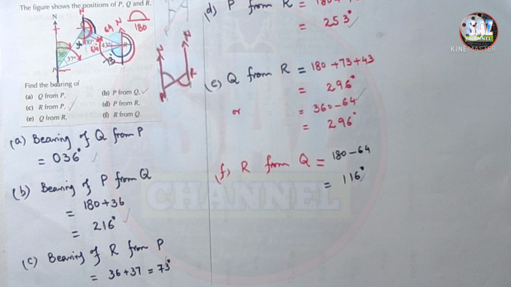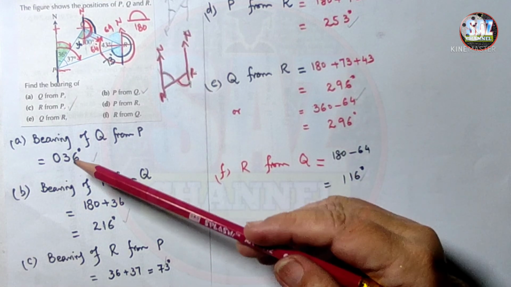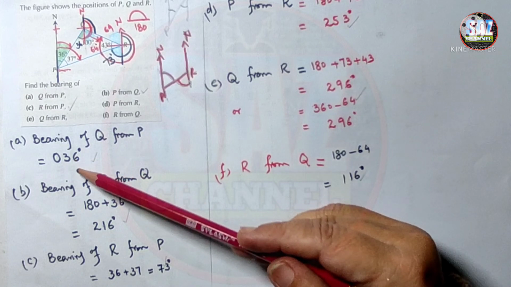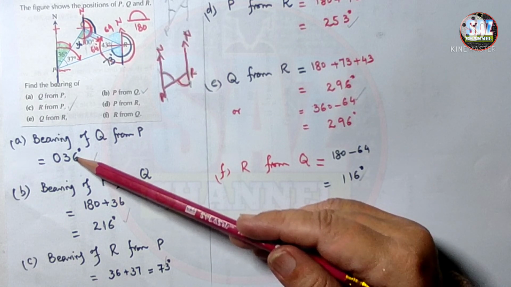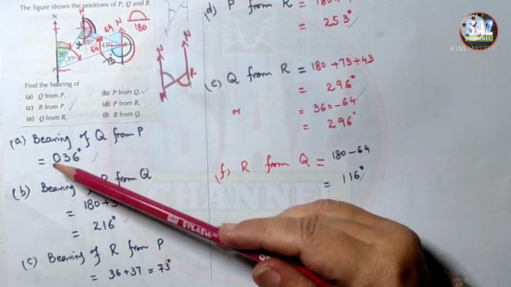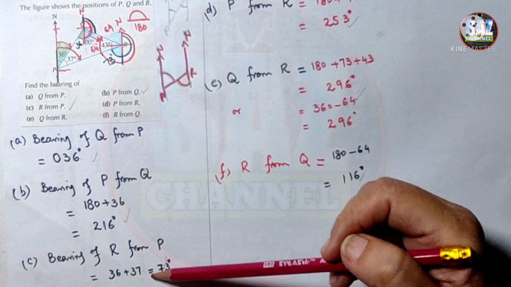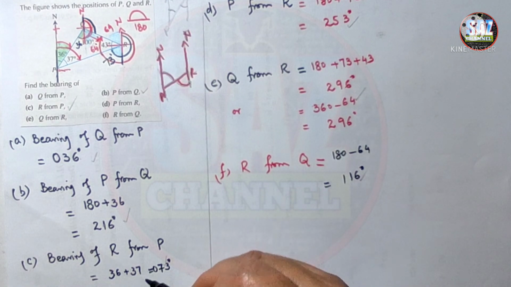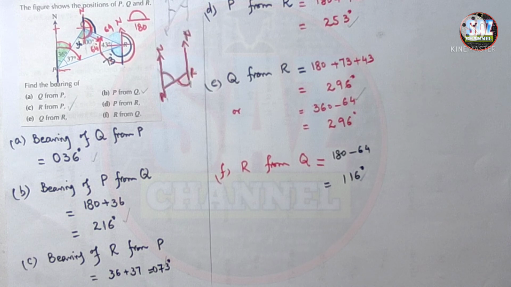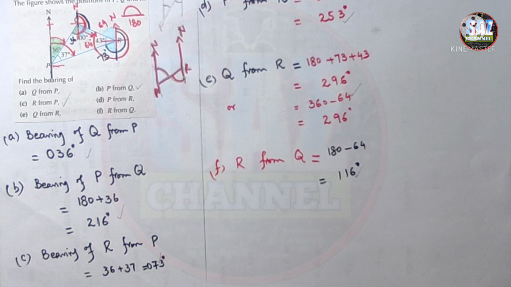Okay, before winding up, let me give a final look to all of my answers. Now for all those bearings which are less than 3 digits, I have to give my answers in 3 digits. This is 036, this is 216, and 73 I have to write as 073 degrees, and then it will be 253, and the rest are okay. I hope you are clear about today's class.